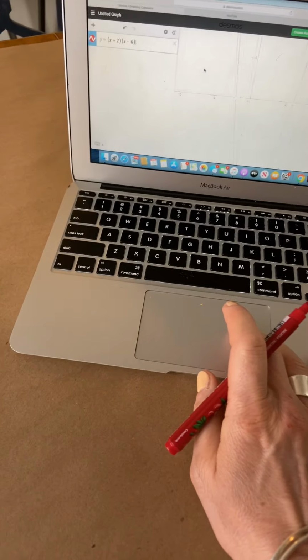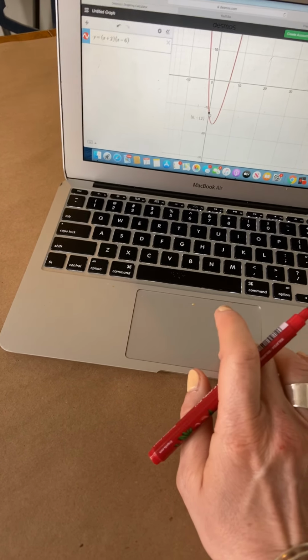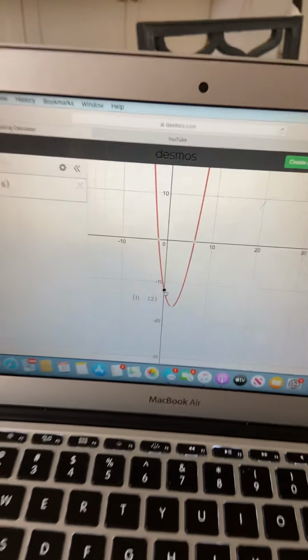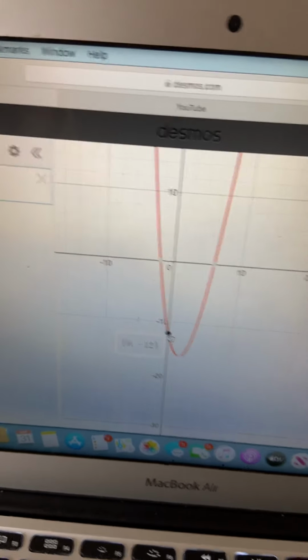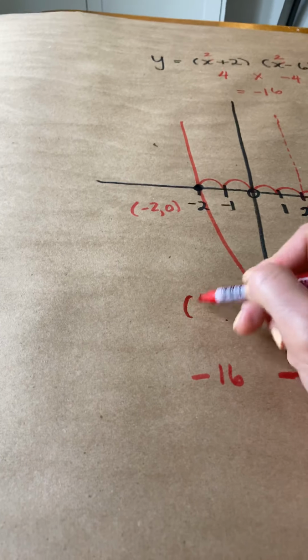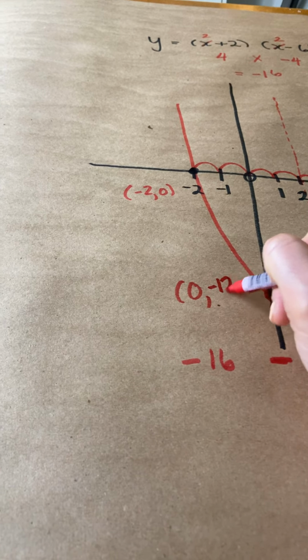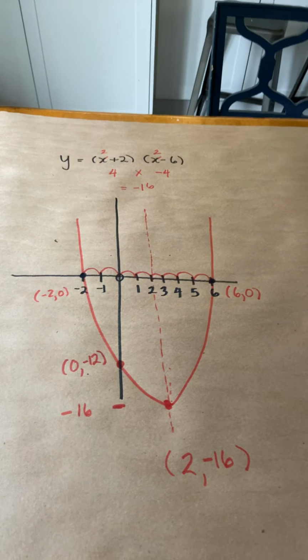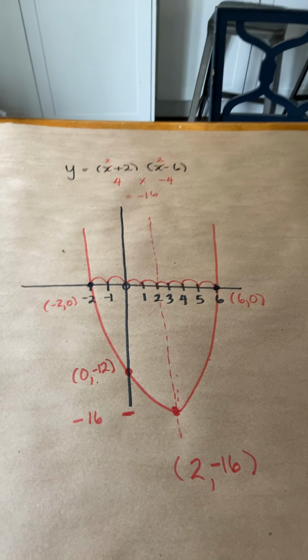And if we look at our Desmos graph, hopefully you've graphed it like I asked you to. My y-intercept, I know you can't see on my screen, maybe you can. My y-intercept is (0, -12). So now we have all the key features. What I'm going to do is leave you with one for you to try yourself.